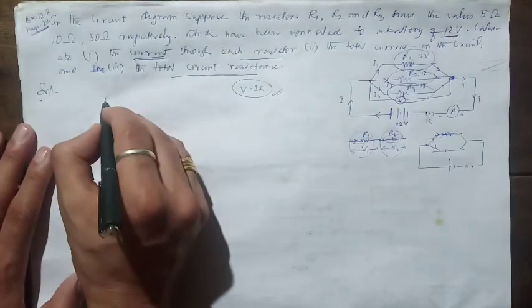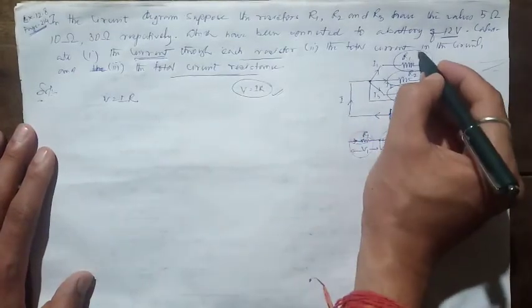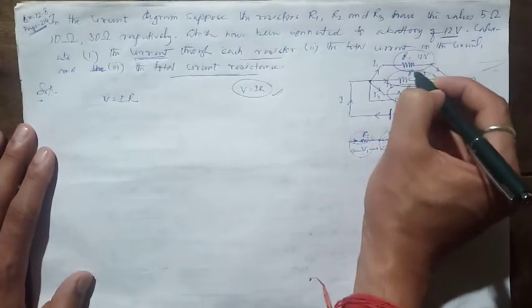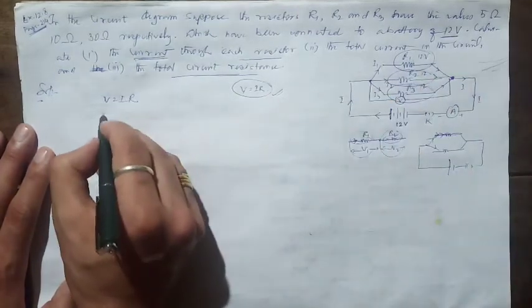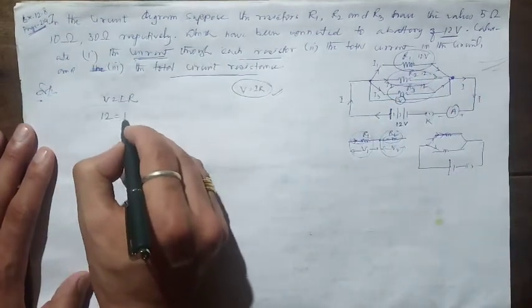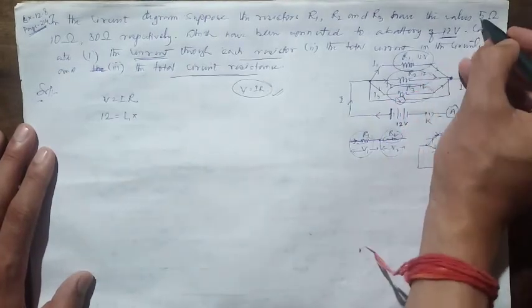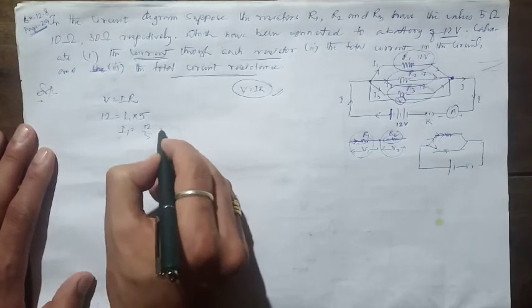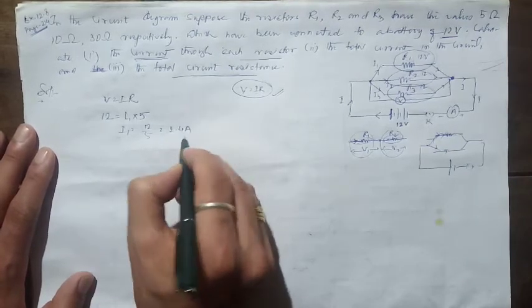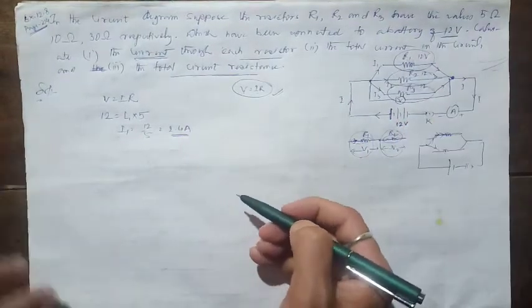Now let's check this. V equals IR. I want to determine the current I1 flowing through this. So V is how much? V is the potential difference, that's 12 volt. I is I1. And how much is the resistance of R1? R1 resistance is 5 ohms. So if I solve this, it's 12 by 5, which equals 2.4 ampere. So this is the amount of current flowing through this arm of the circuit.